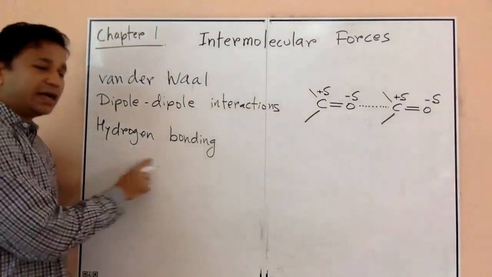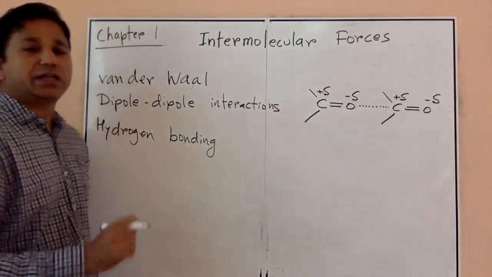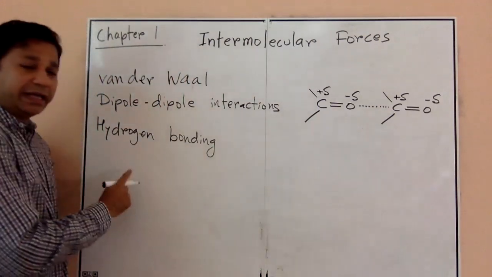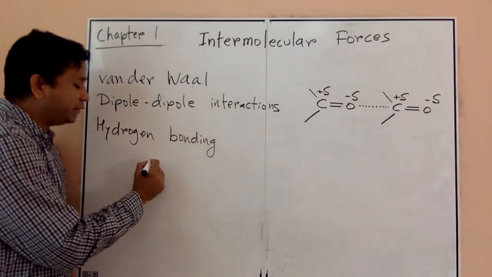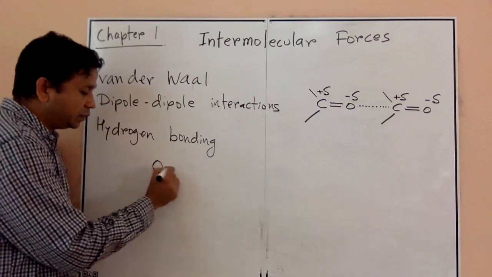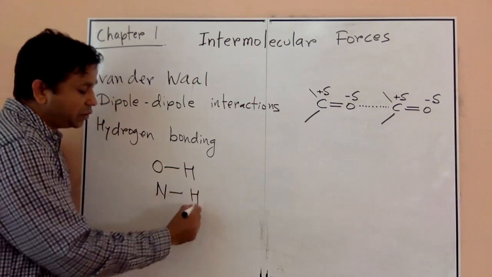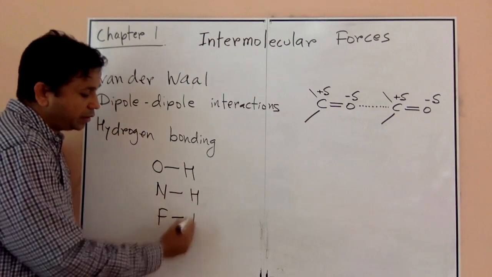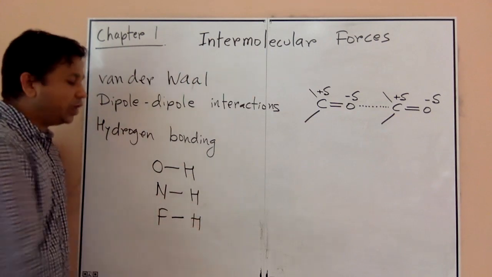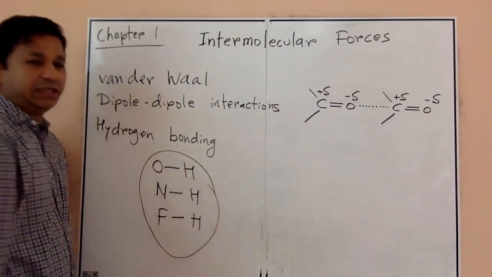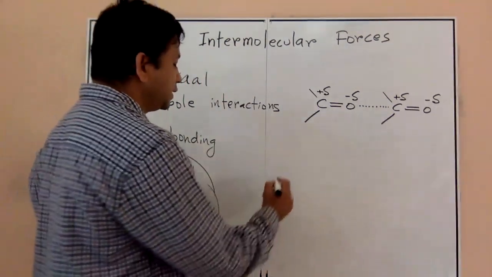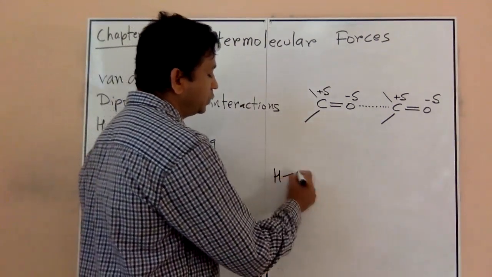And what is hydrogen bonding then? Hydrogen bonding is very specific. Hydrogen bonding can only happen when you have an OH bond, an NH bond, or an HF bond. So only if you have one of these three. Let's say you have water, right? So you have water, H2O.